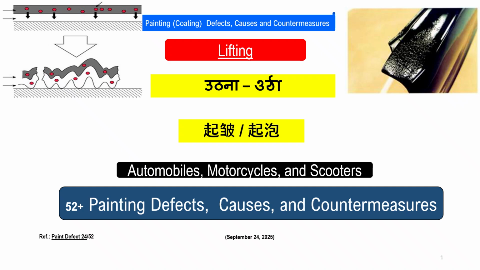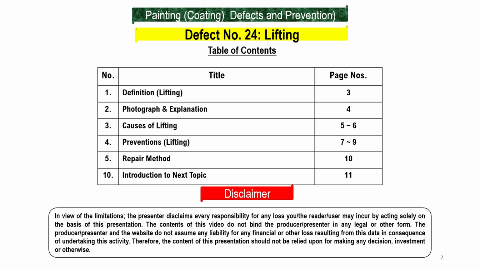Welcome to the channel. With reference to our discussions on 52 plus painting defects, causes and countermeasures, our today's subject of discussion is paint defect lifting. The discussion includes definition of lifting, photograph and explanation, causes of lifting, preventions of lifting, repair method, and introduction to next topic.